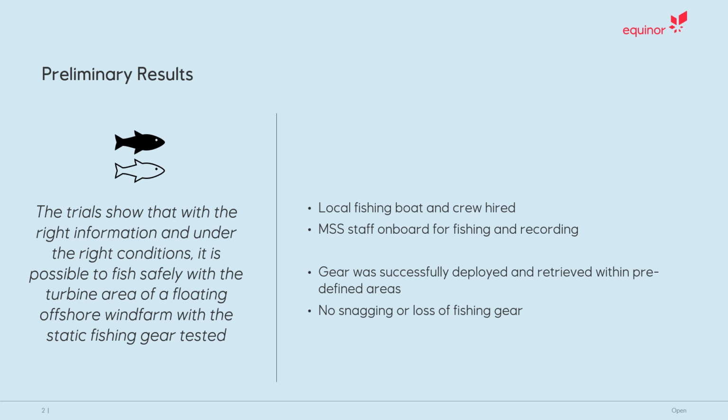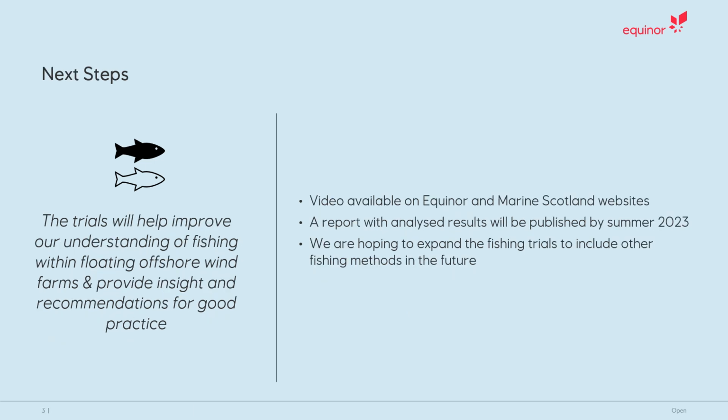The gear was successfully deployed and retrieved within predefined areas with safe distances to the underwater structures, and there were no safety incidents and no snagging or loss of fishing gear. So the findings so far show that with the right information and under the right conditions, it is possible to fish safely within the turbine area of a floating offshore wind farm.